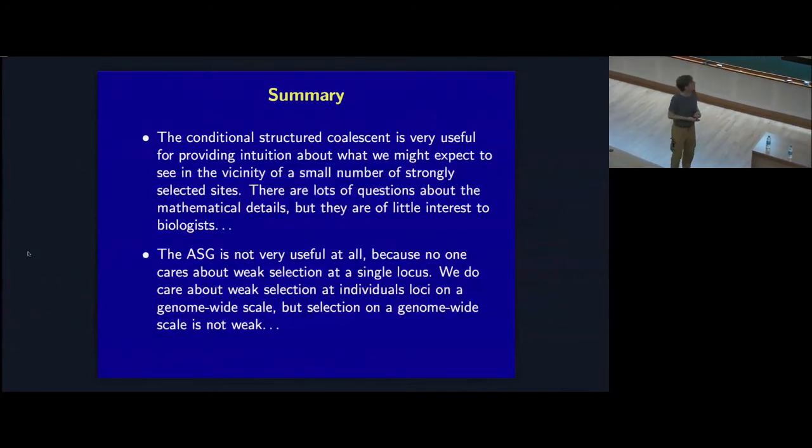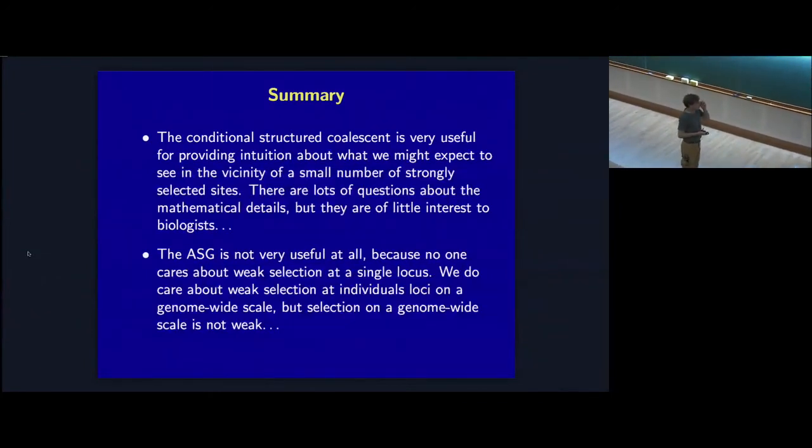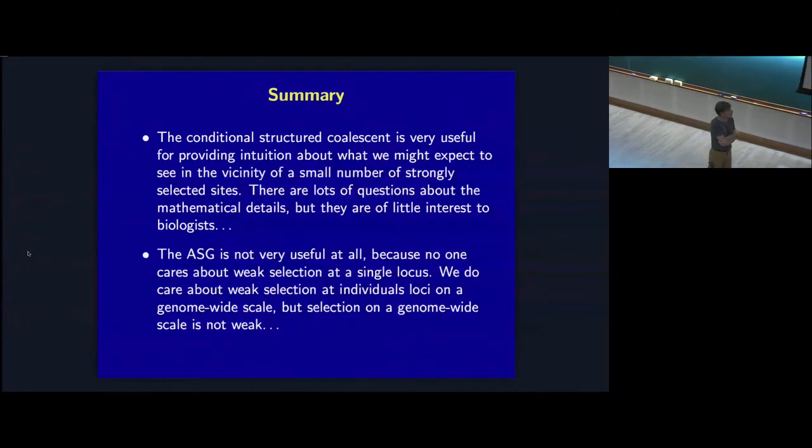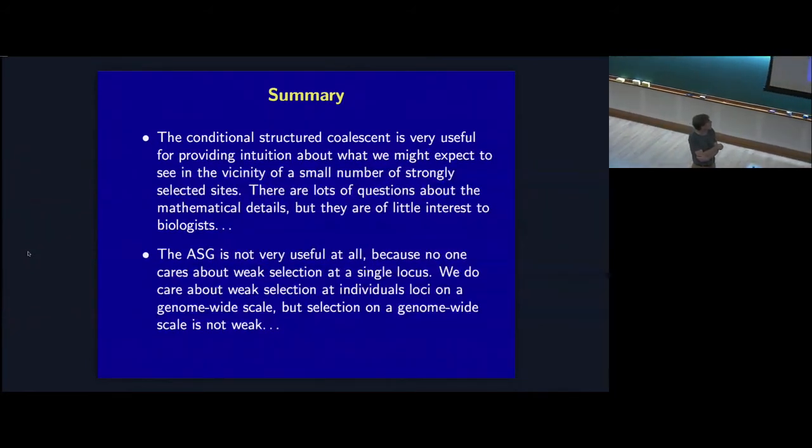Okay. So to sum all this up, this conditional structured coalescent is very useful for providing intuition about what we might expect to see in the vicinity of a small number of strongly selected sites, right? So people have used this a lot just to see what you would expect to see. Then these ancestral selection graph models have really not been terribly useful at all, because they're just too hard and it's very difficult to do anything serious with them.